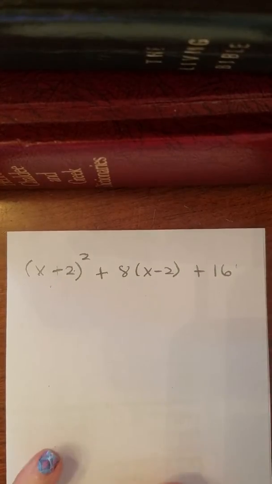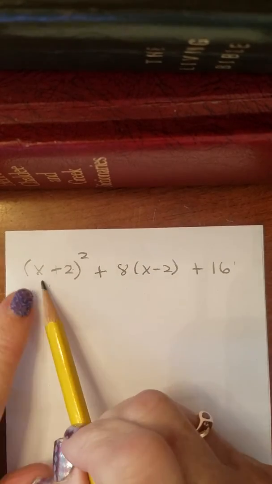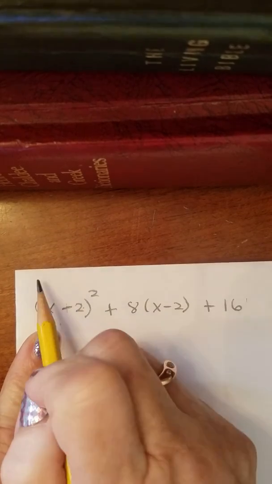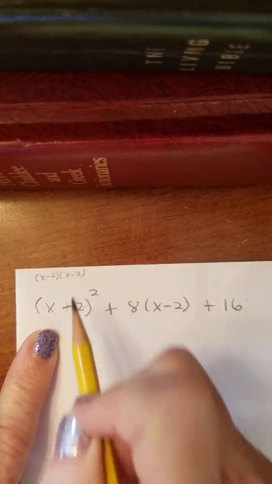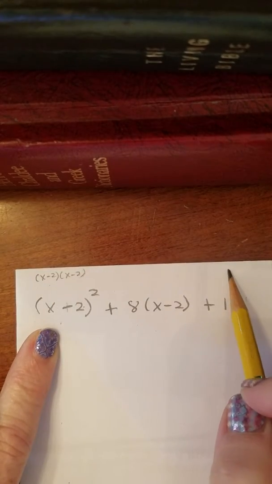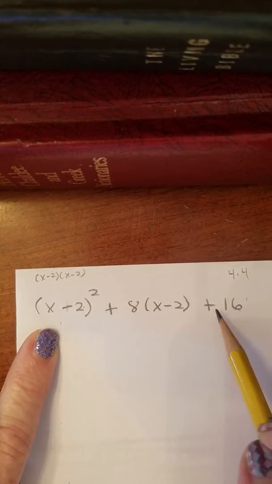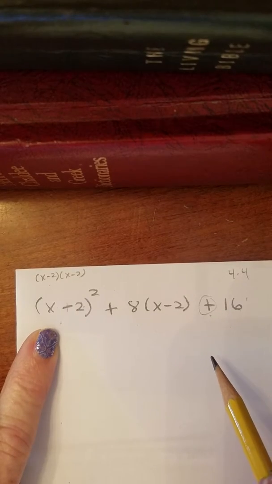Here's another problem. Now this one looks a little different because it has this binomial squared. But that's okay, because what this means is x minus 2 times x minus 2. So it's still a perfect square. And then we have 4 times 4, so that's a perfect square. This is positive, so we're good there. Now let's check our middle term.